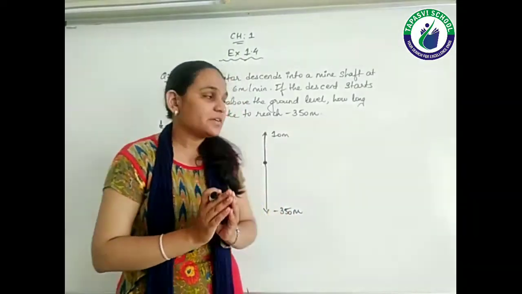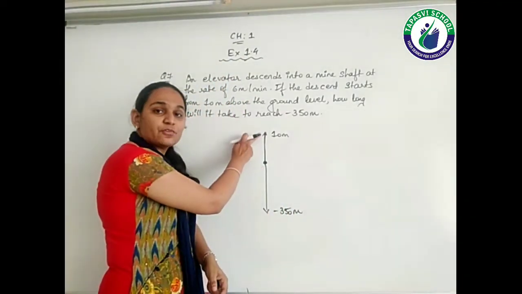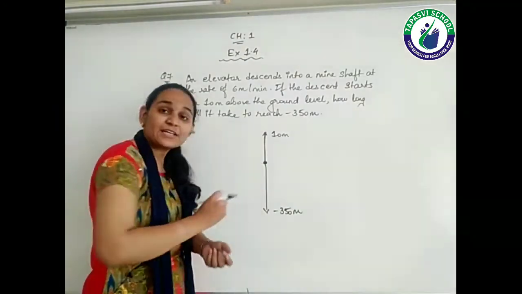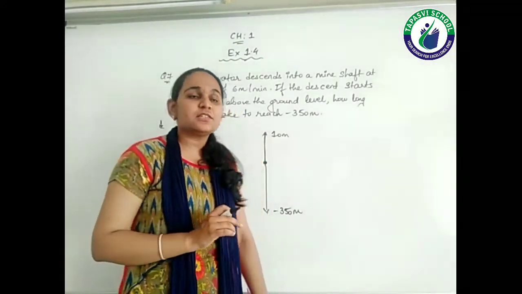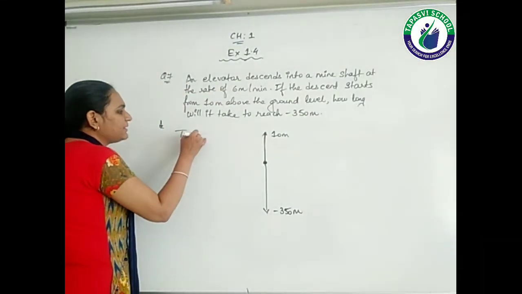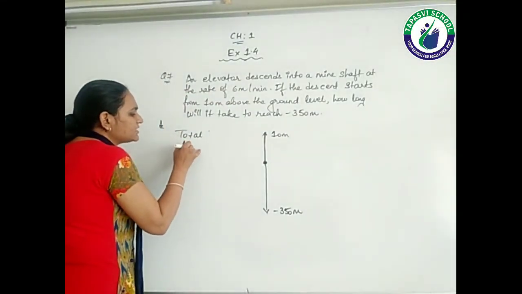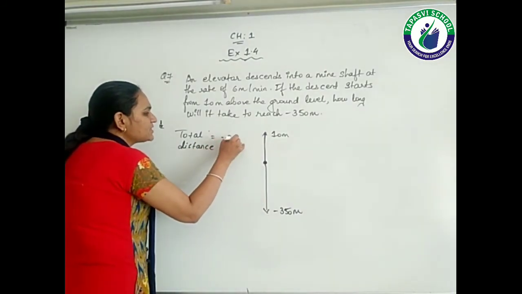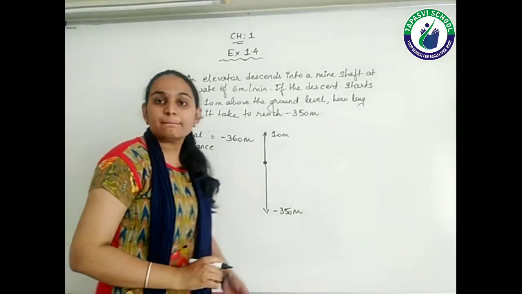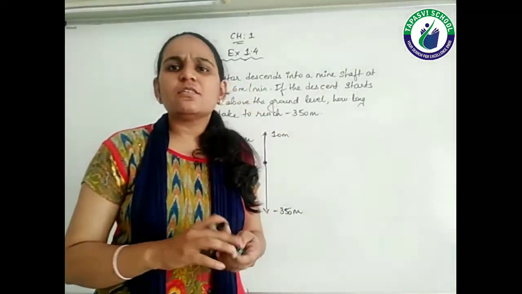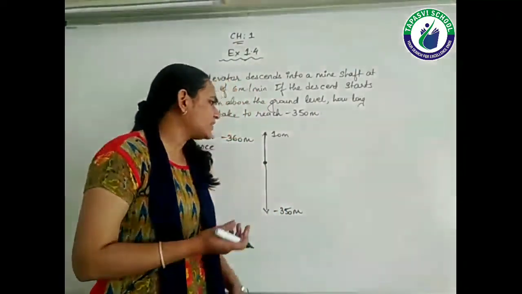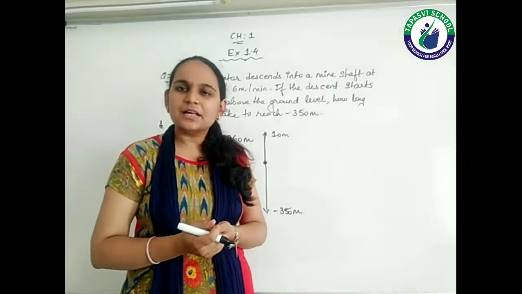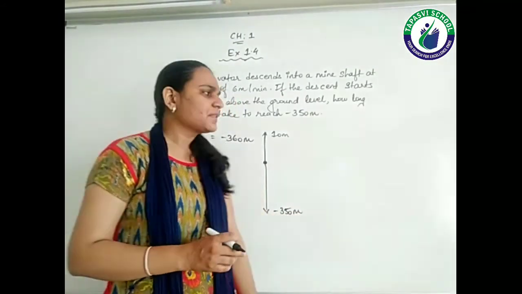Why 360 meters, students? First the elevator needs to come from here to 0, that means 10 meters to cross. Then from here to minus 350. So the total distance is equal to 10 plus 350, that means minus 360 meters, right? Minus 360. Why did I go to minus 360? The reason is very simple. 10 meters it is coming down, so if it is coming down, we will represent it with the negative sign. It doesn't matter if you don't show it also.